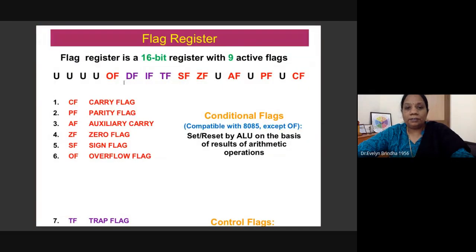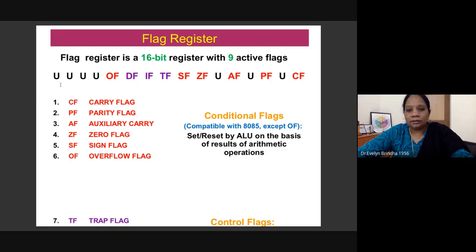Now coming to the flag registers, I told you it's a 16-bit register, but out of it only 9 are used. Remaining all these U's are called U. So 4 U here, there is a U here, U. So these U's mean unused flags. That's why U. Okay. So out of this 16, only 9 flags are being used here.